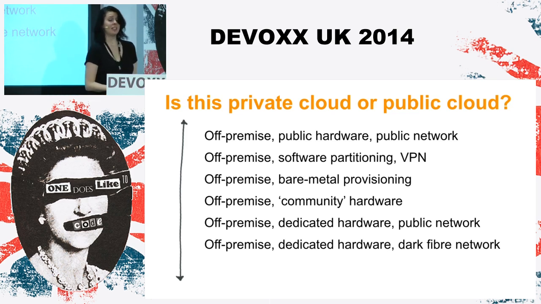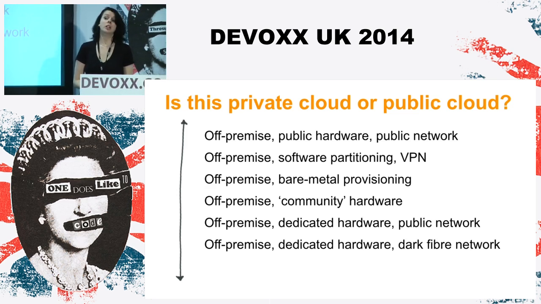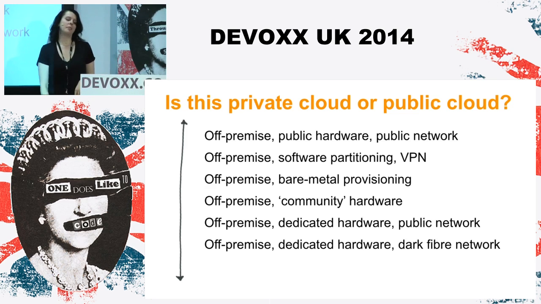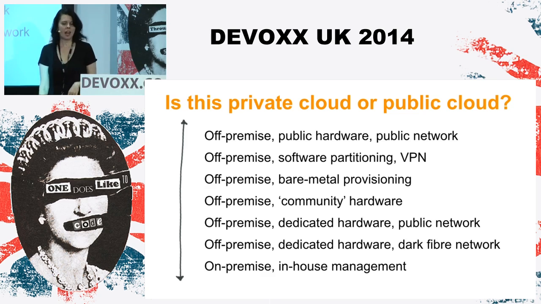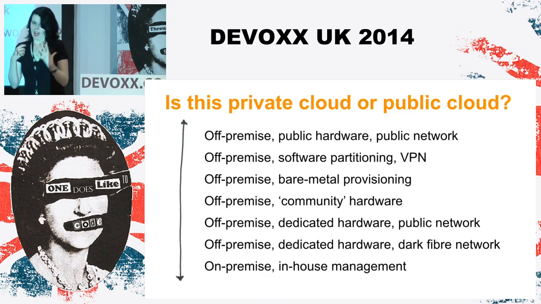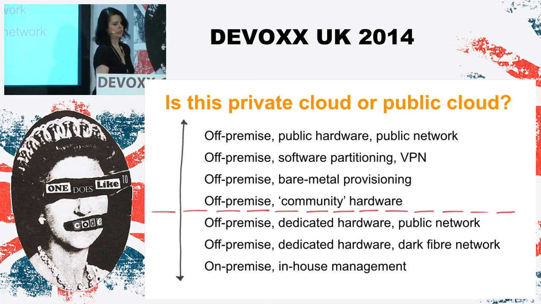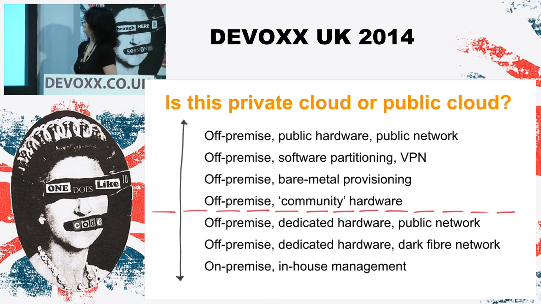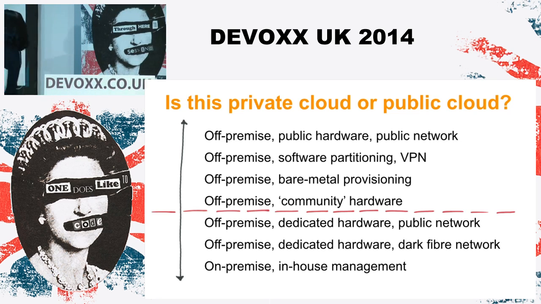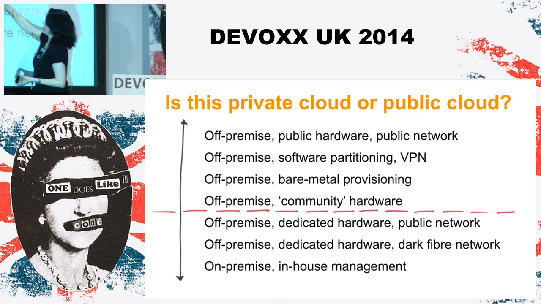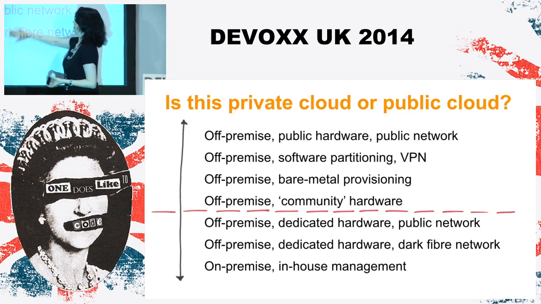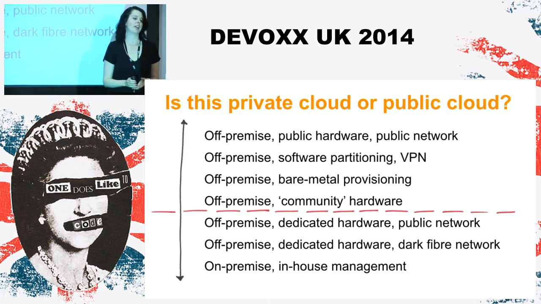Getting more private still, you could have a dark fiber network. So your data isn't going over the public network. And then finally, the most private is your on-premise, you haven't even outsourced the management of it, you manage it all in-house. So for my purposes, I have drawn the line between public and private here. So when I say private, I mean this kind of thing. When I say public, I mean that kind of thing.